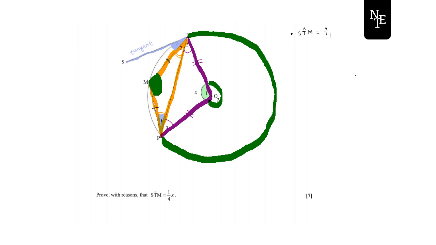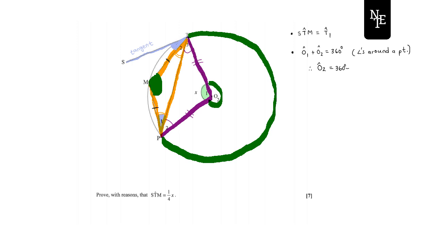Now that we've identified that, we can write our next statement: angle O1 plus angle O2 must be equal to 360 degrees. The reason for this is angles around a point. Therefore, from that we can say that angle O2 is equal to 360 degrees minus x.